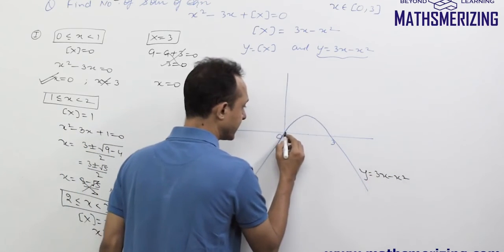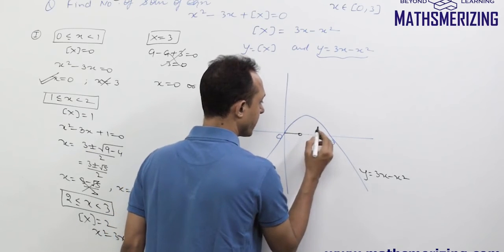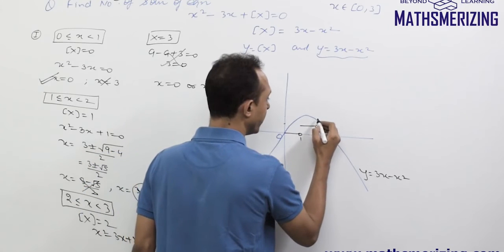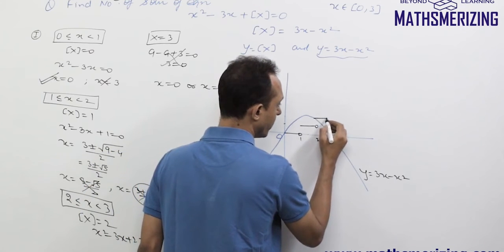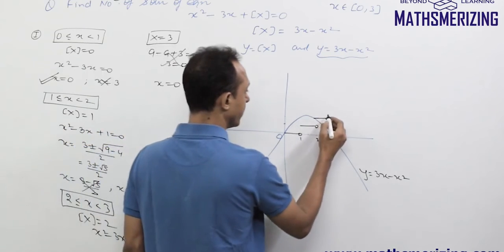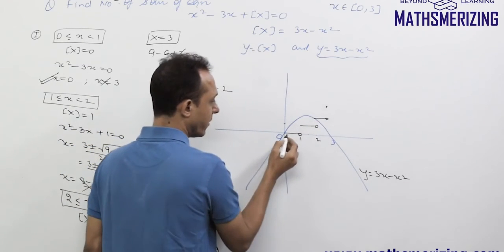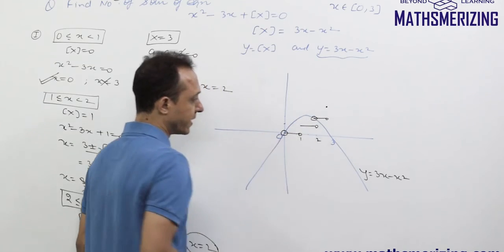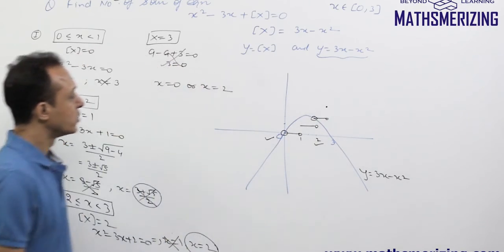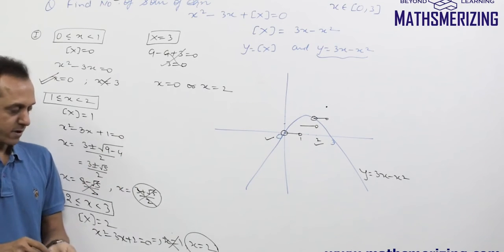Now I'll draw the graph of the greatest integer function of x. So this is 0. Between 1 and 2 it will be 1. And between 2 and 3 it will be simply 2. So at 3, this value will be simply 3. So these two graphs intersect at 2 points. One of the points is x equal to 0 and the other point is x equal to 2. So there are two solutions to this equation.